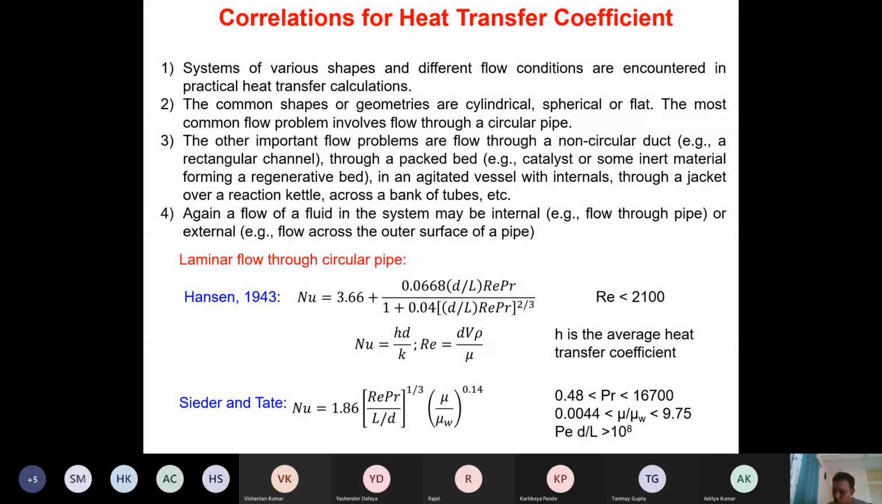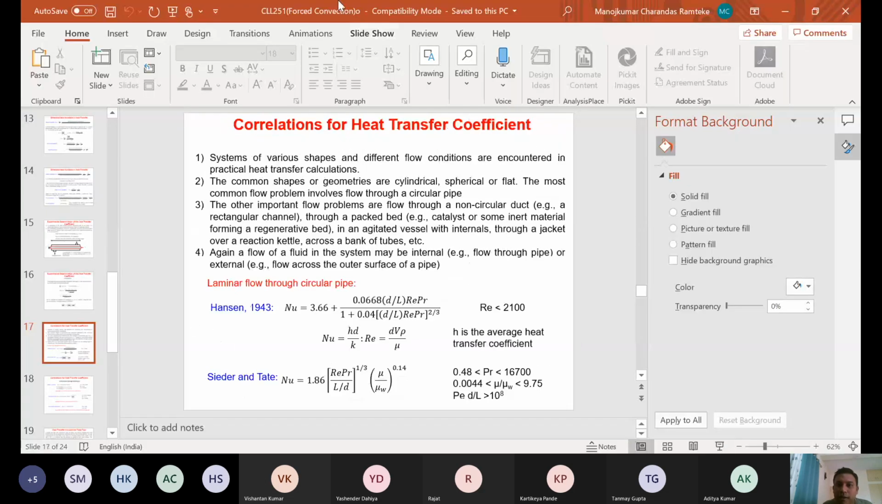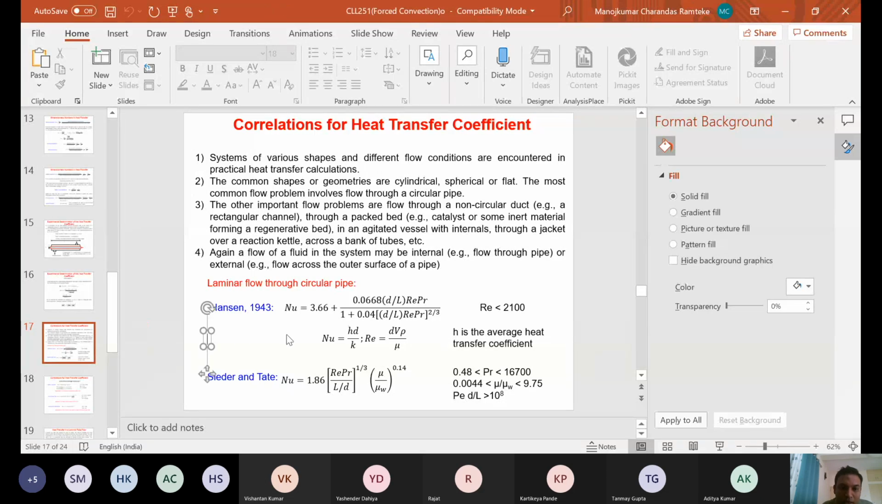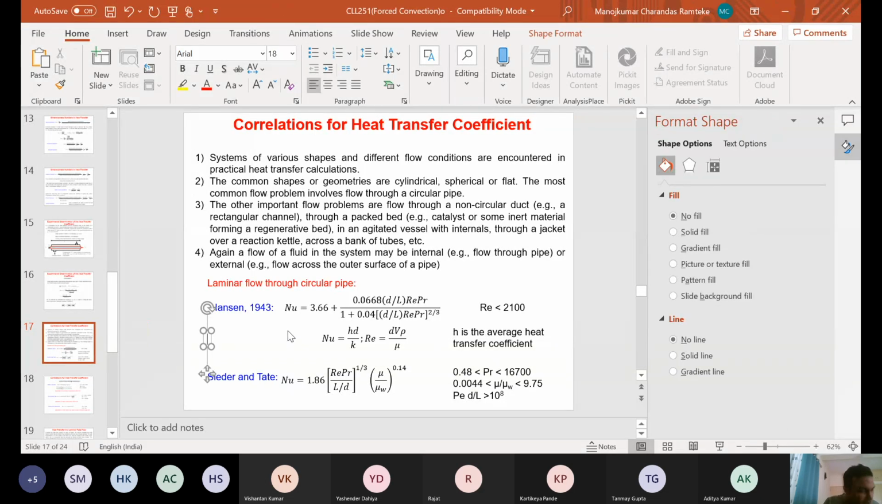So this particular correlation is for a fully developed flow and a constant temperature of the pipe wall. Constant temperature of the pipe wall. Sorry, this is for a fully developed flow and a constant temperature of a pipe wall. This is a very important statement. Why is this very important? We will come to it. This is for a fully developed flow.